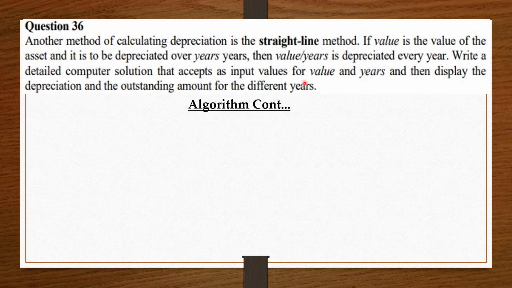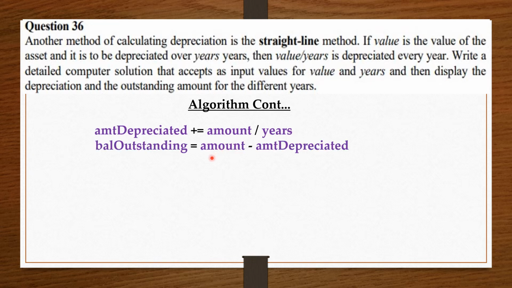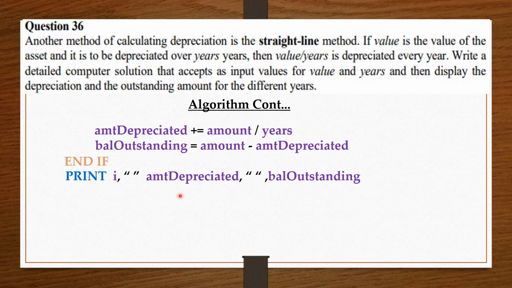So you have the formula here: the value divided by the years every year, so amount divided by years. And then we subtract the amount depreciated from the amount to get the remaining balance. Then we end the if. Then we print I, which will be under the years column, the amount depreciated under the amount of depreciation column, and the balance outstanding under the balance outstanding column.